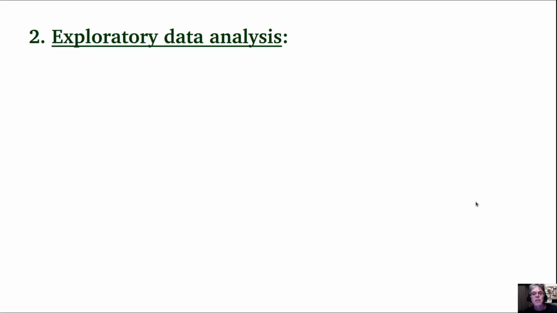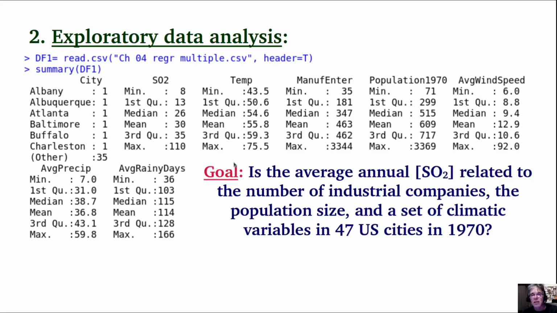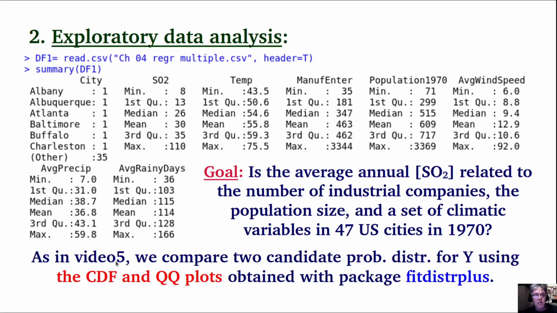The exploratory data analysis. So we first import the data. The goal of the analysis is to relate the average annual concentration of SO2, sulfur dioxide, a contaminant, to the number of industrial companies, the population size, and climatic variables in 47 American cities in the 1970s. So, as in video 5, the previous one, we compare the two candidate probability distributions for y using the cumulative distribution function and the QQ plots, both obtained with the package fitdistrplus.